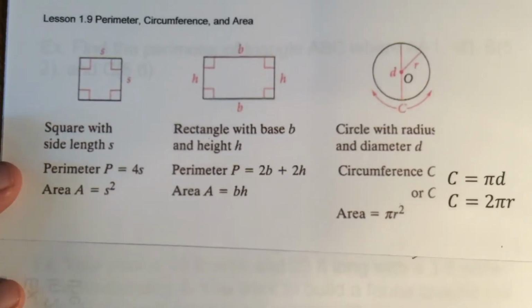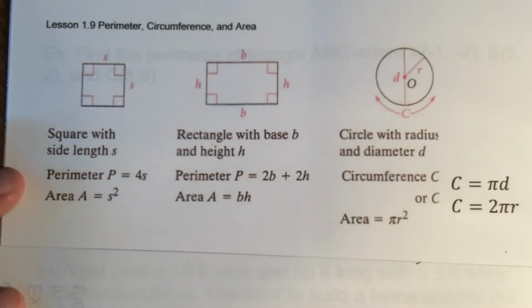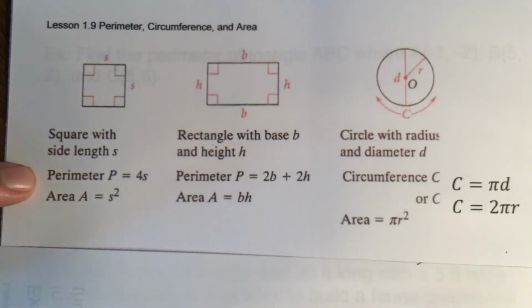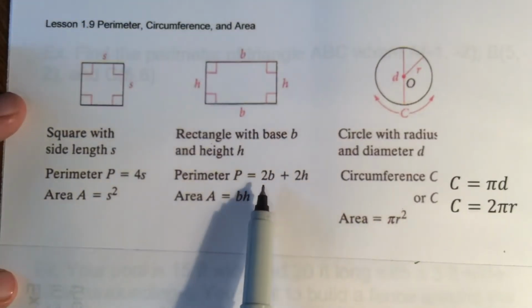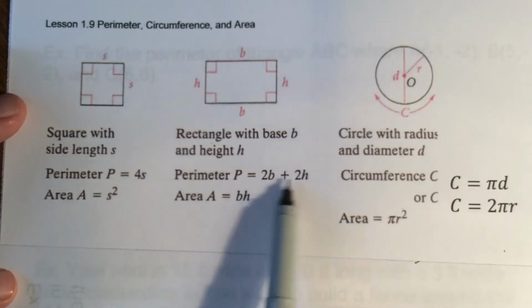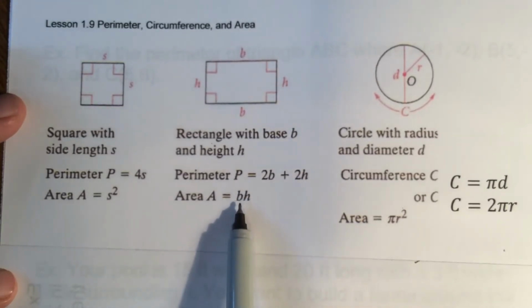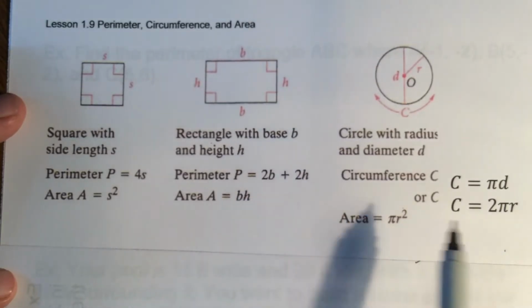So here's the 3 main shapes we're going to look at. So looking at squares, rectangles, and circles. So perimeter of a square is just the side times 4. Area is just the side squared. Perimeter for a rectangle is just the base and the height added together and doubled. Area, though, is you multiply the base and height.